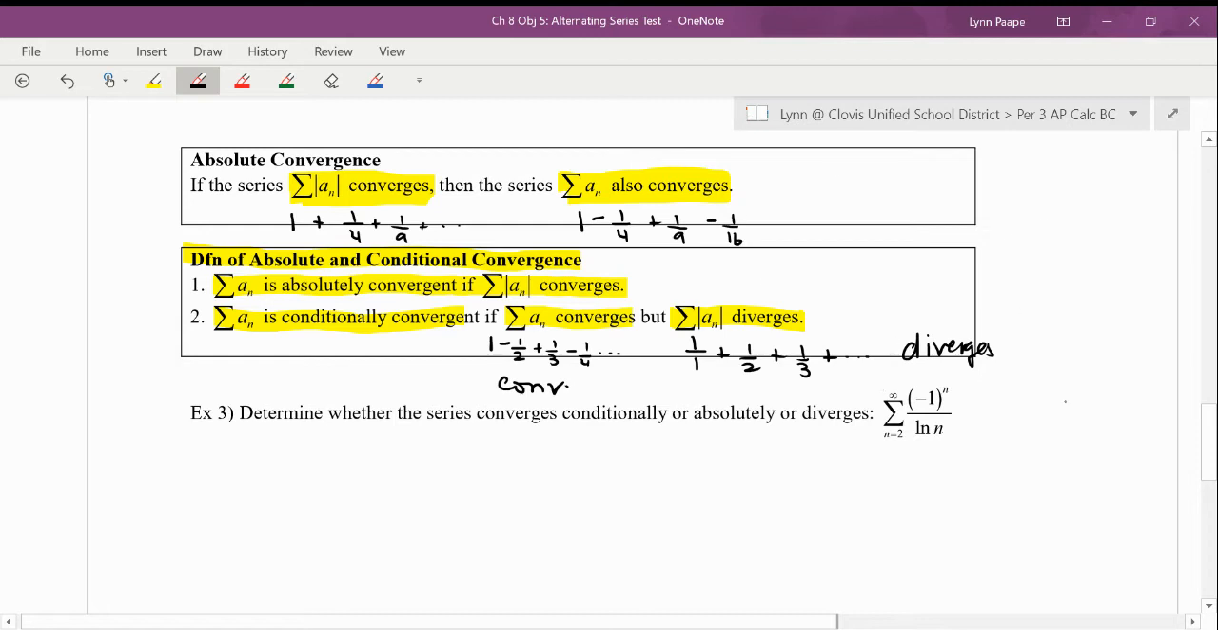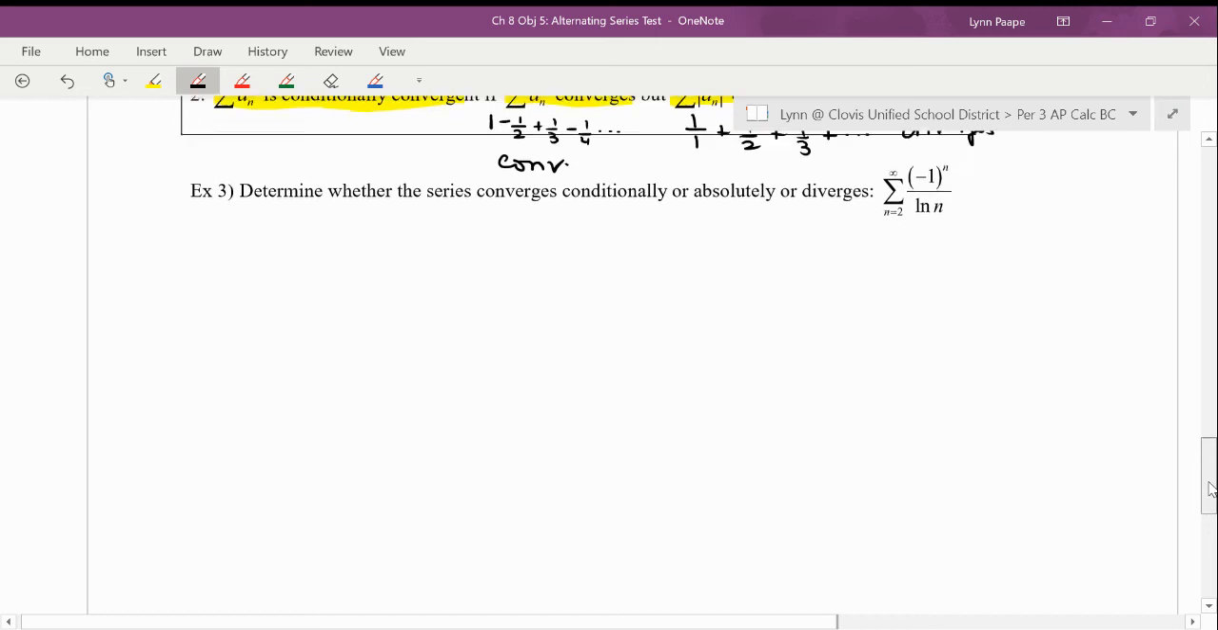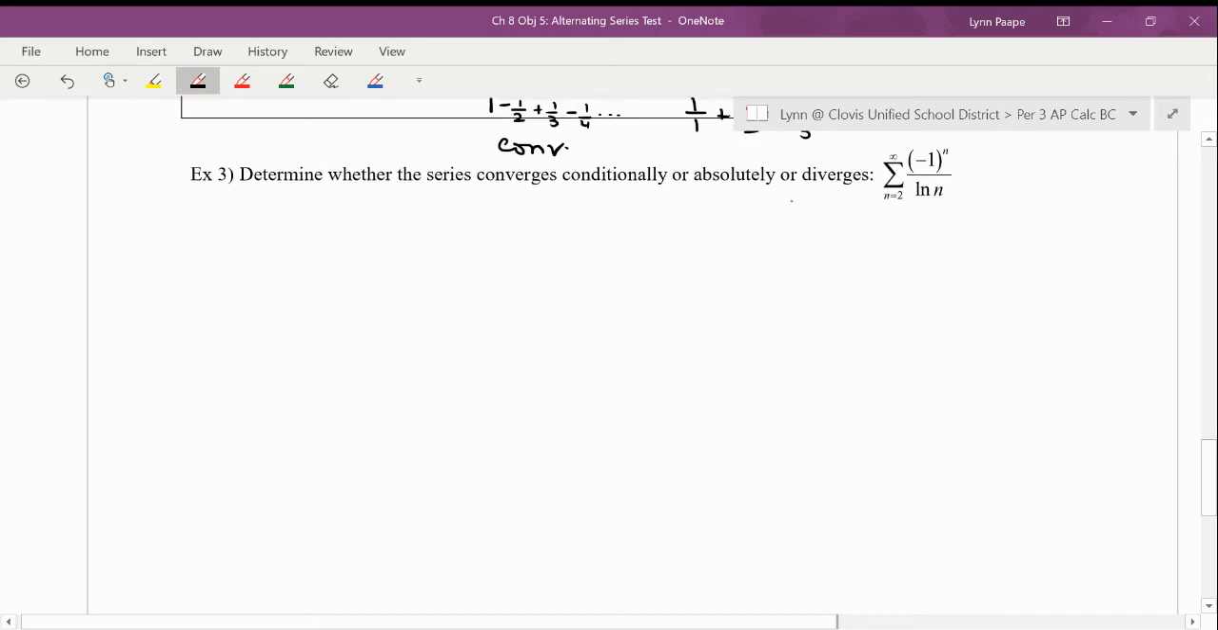So when they're asking us to determine whether our series converges conditionally or absolutely, or just diverges, they're really asking: does it have to alternate in order to converge? There are a couple of different ways you can do this process. I'm just going to show you one way, but you can flip the order in which you do things. I always test for convergence on the non-alternating component, the absolute value piece.